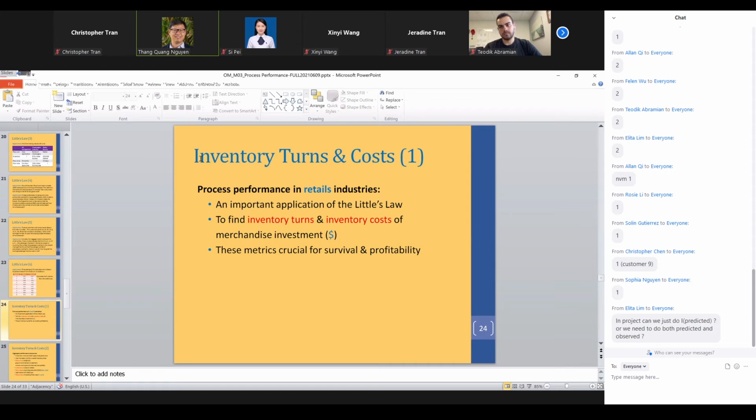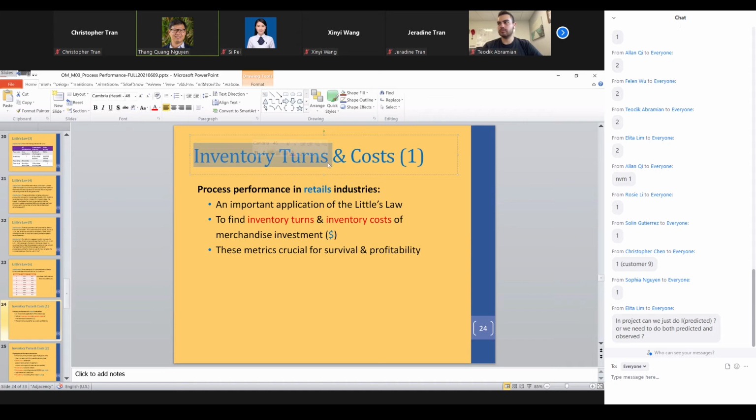So in this case, we talk about the turns. What are the turns? So in retail, they buy the merchandise today, they sell it, buy the next batch of merchandise and then sell it. So each time like that, it is called a turn, right? So in a year, they turn over the merchandise multiple times. And the more turns there are, the more revenue that you can make, right? So that's why inventory turns is among the most important metrics in the retail industry.